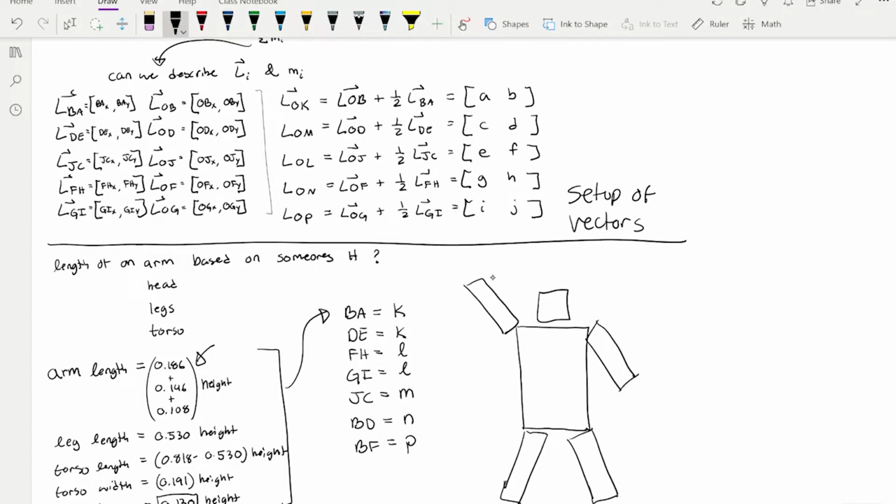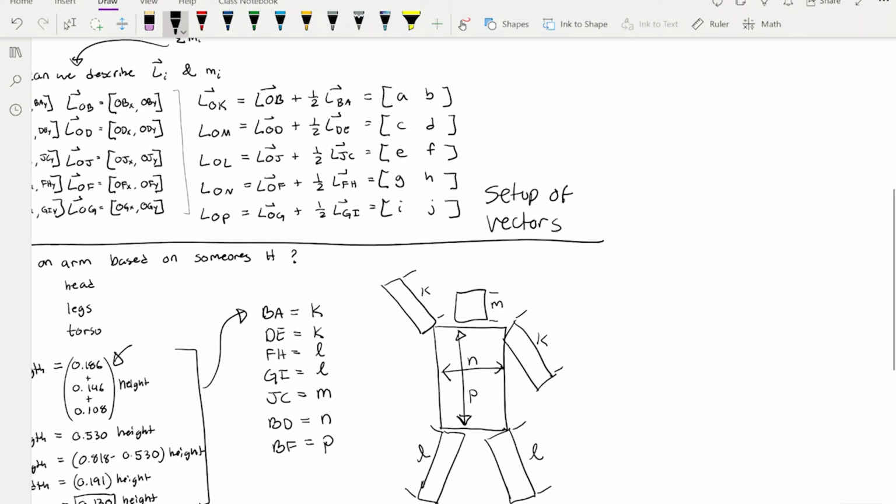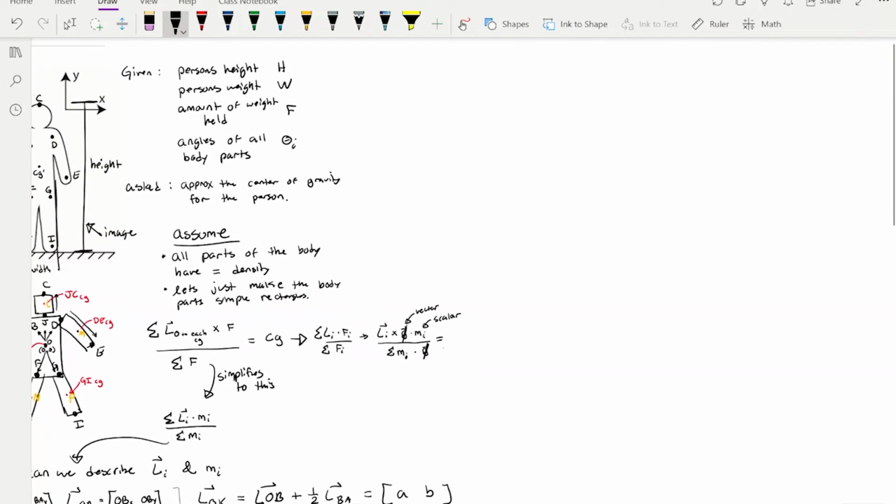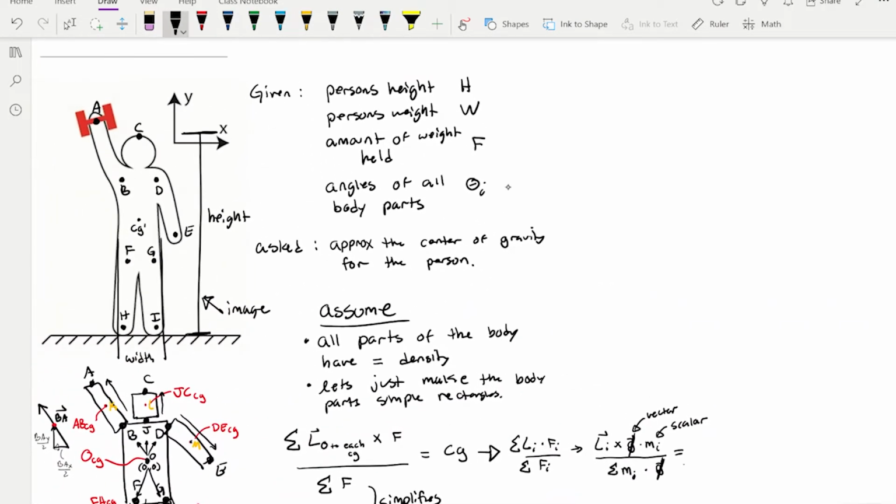And we can draw this guy again. So that's K. M. N. P. L. So now remember that we know these angles from the horizontal to the arm and stuff. That was all described up here. We know them. They're just a bunch of thetas, right?